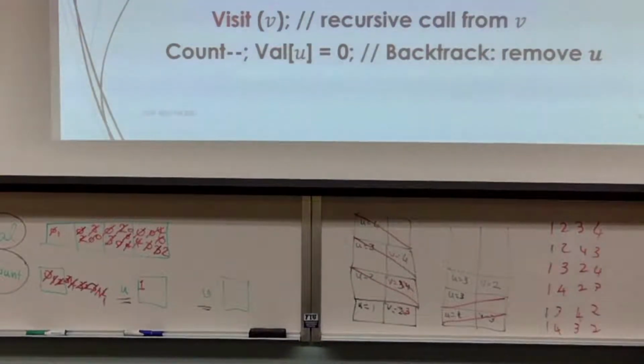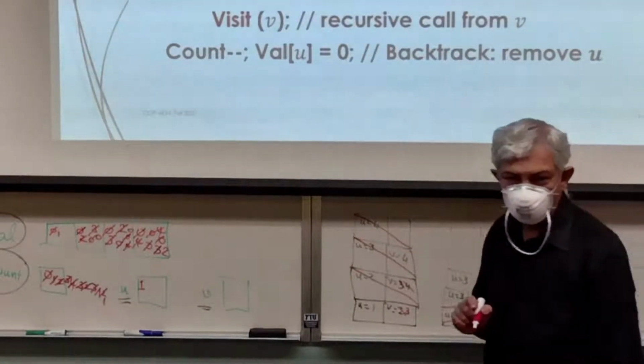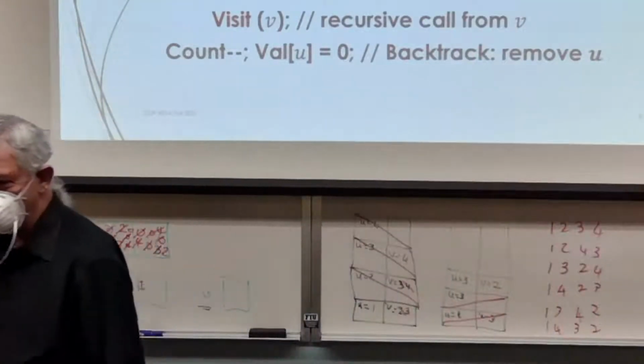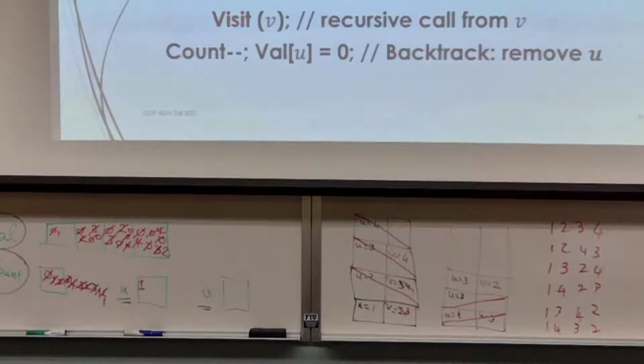Are we clear about this? You want me to go over this more slowly? Because the recursion is tricky. Are you okay with this? Okay.